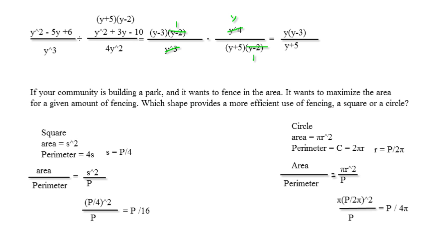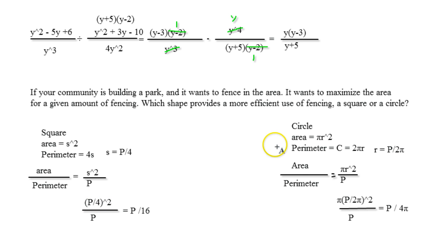I can't spend too much time on this one, but if your community is building a park and it wants to fence in the area, it wants to maximize the area for the given amount of fencing, which shape provides a more efficient use of fencing, a square or circle? Okay, so what you do is you find the formulas for area and perimeter, and then you solve for S in perimeter, so S equals P over 4. So when you divide the area by the perimeter, it's S squared over P. You're going to replace S with P over 4.